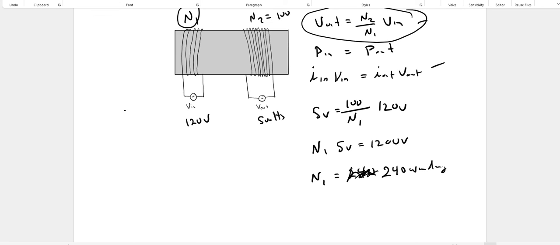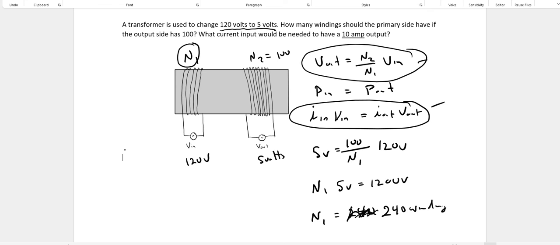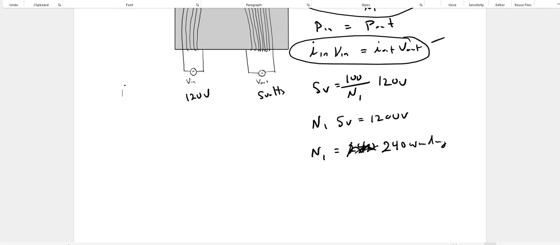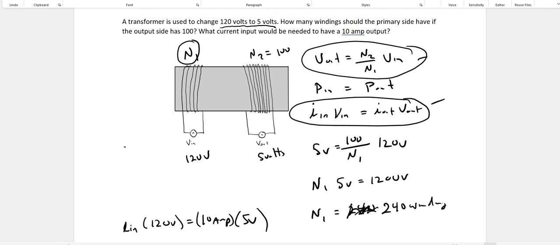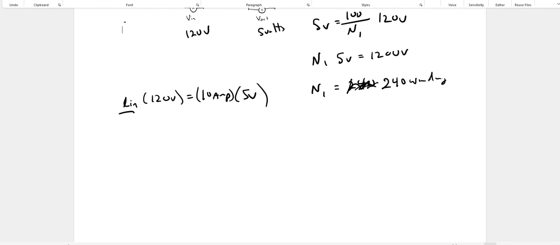Okay, the next question was about currents. So again, I'm going to rewrite this equation right here. And we want a 10 amp output. And we're looking for the input current. So the current in, we don't know. The voltage in is 120 volts. The current out we were looking for was 10 amps. The voltage out was 5 volts. And I'm going to double check that current. Yep. And it's just a matter now of solving for our current in.